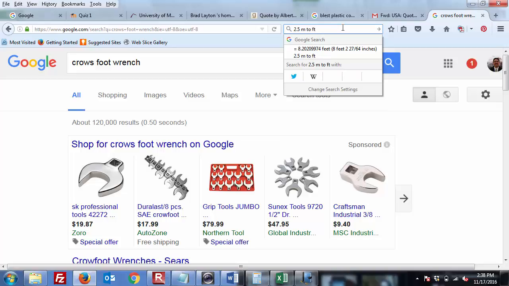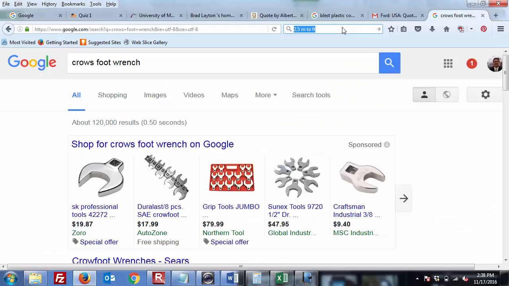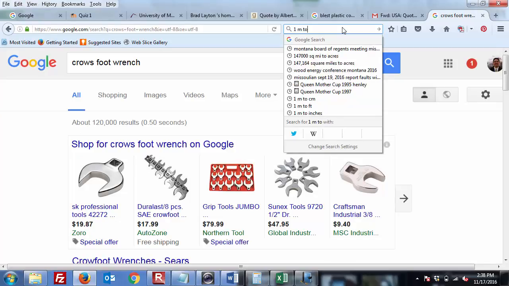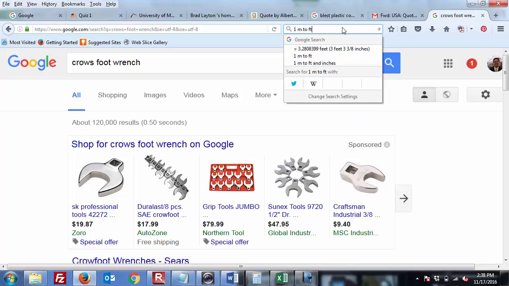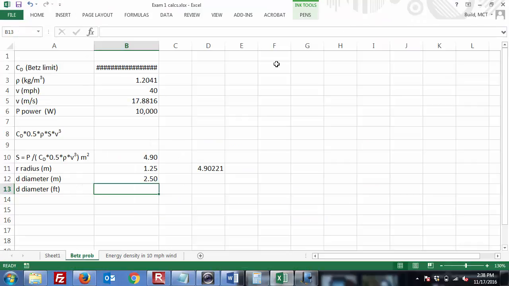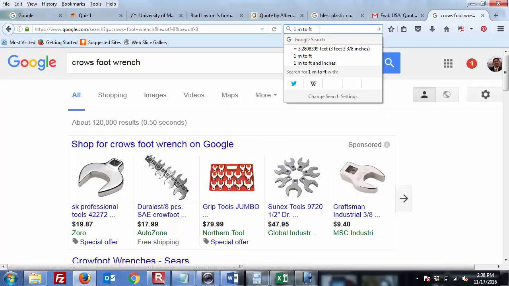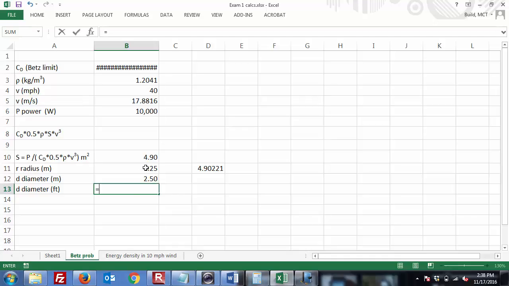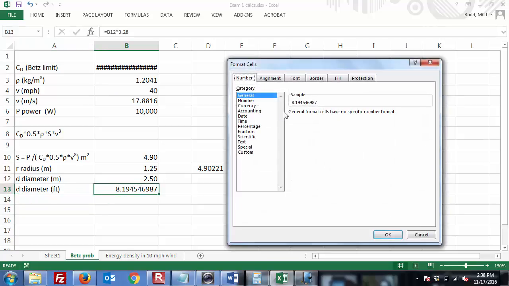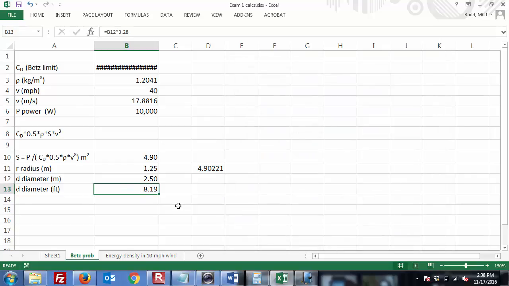Eight foot diameter, 8.2 foot diameter. Let's just do that conversion: 3.28, that number times 3.28. Take off a couple significant digits there. Perfect. Okay. So 8 and a fifth, and that's a pretty big underestimate.